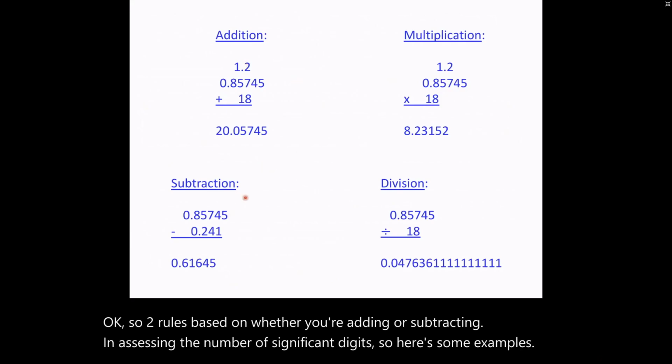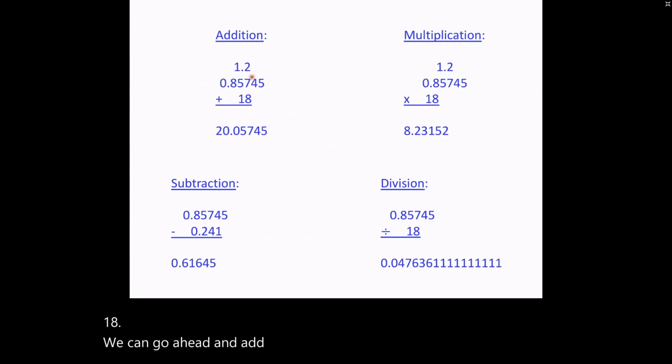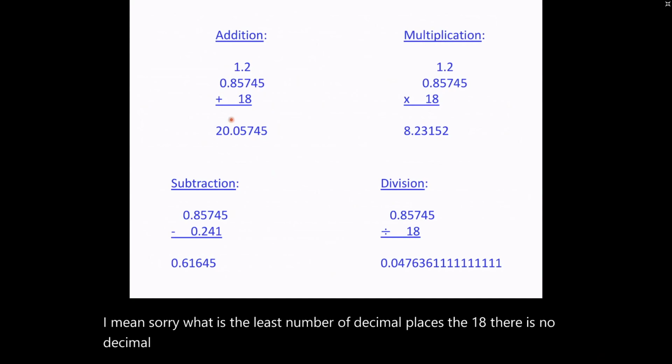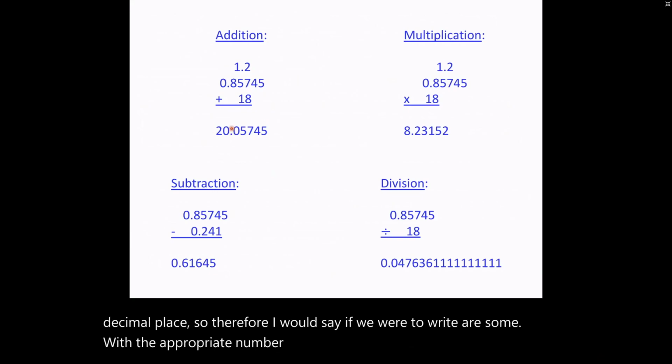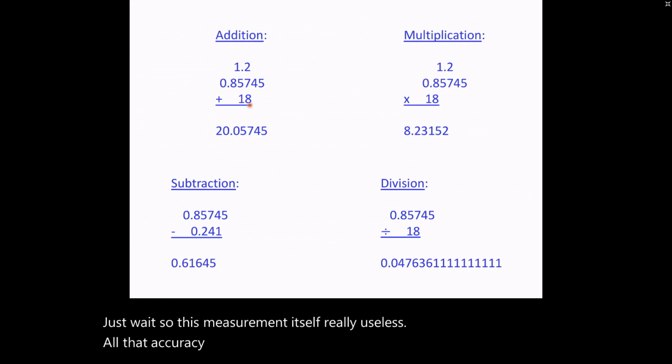So addition and subtraction will have the same rule. 1.2 plus this number plus 18. We can go ahead and add it up. What is the fewest number of significant digits? What is the least number of decimal places? The 18. There is no decimal place. So therefore, if we were to write our sum with the appropriate number of significant digits, it would be just 20. Just 20. So this measurement in itself, all that accuracy, is really useless, because this one is not. This is the one that determines the rounding.